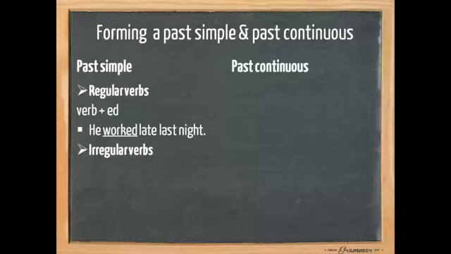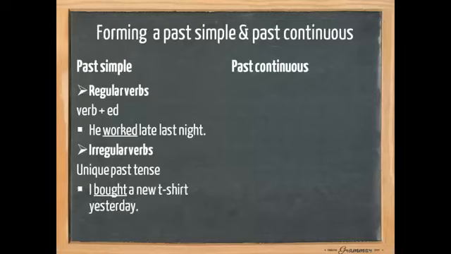The irregular verbs have their own unique past tense, so you need to study those carefully. I bought a new t-shirt yesterday. The infinitive form of the verb bought is to buy.